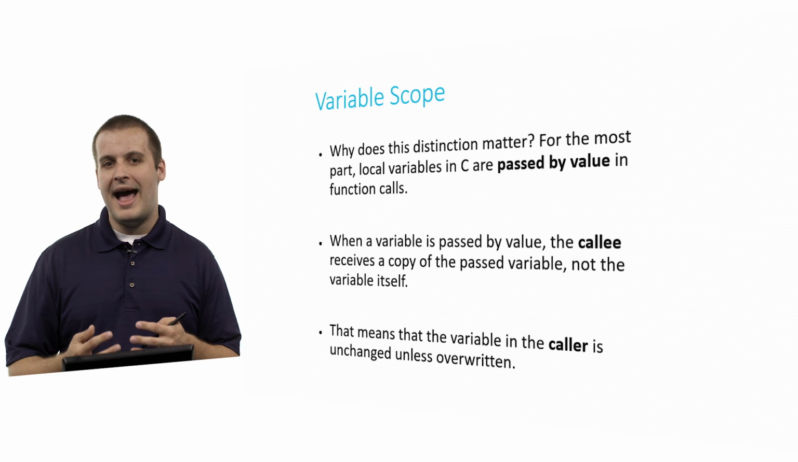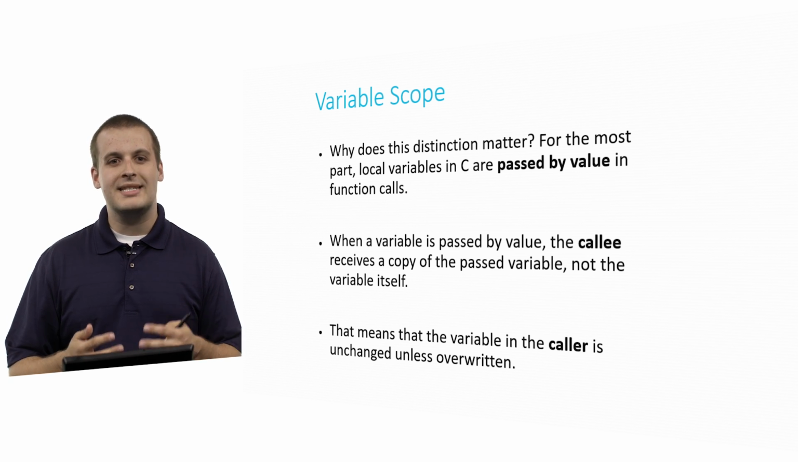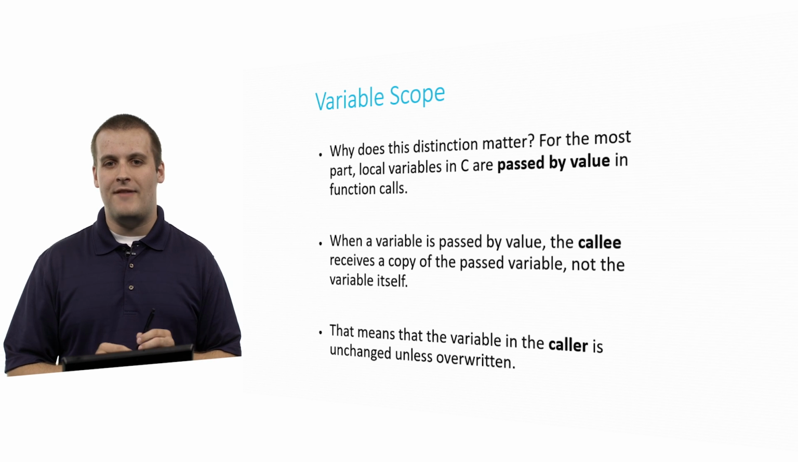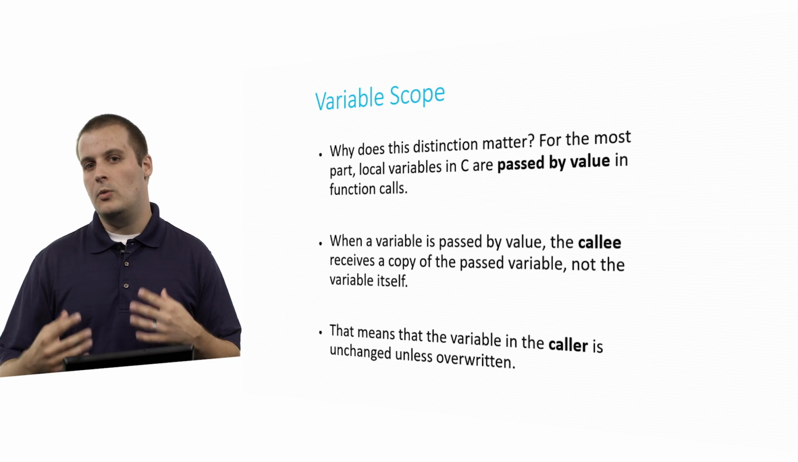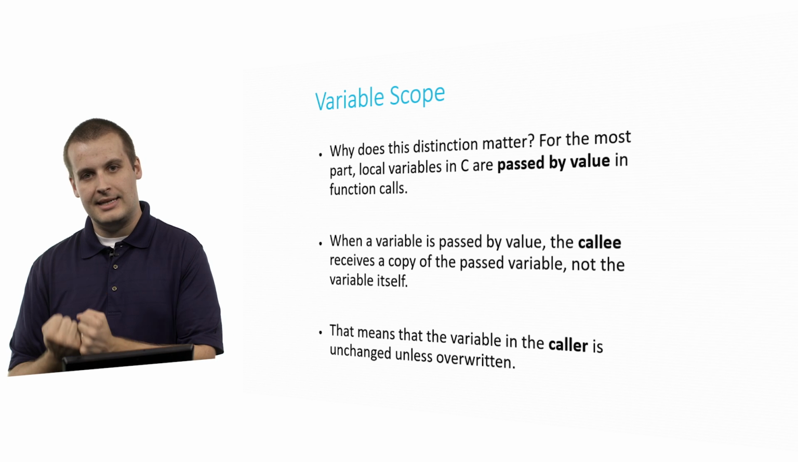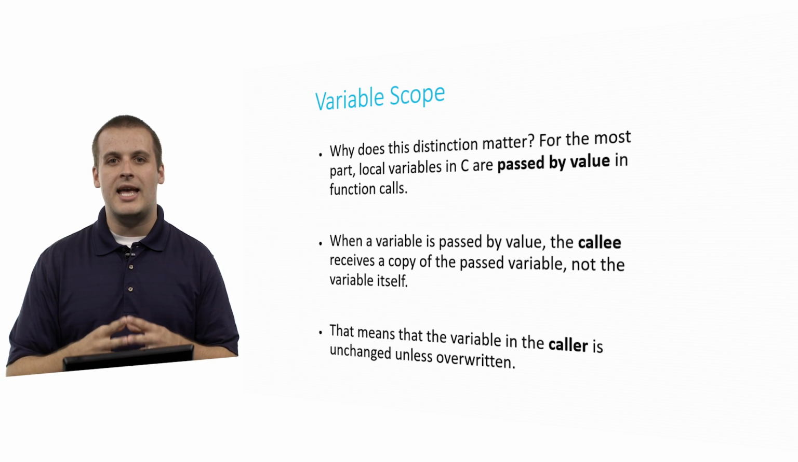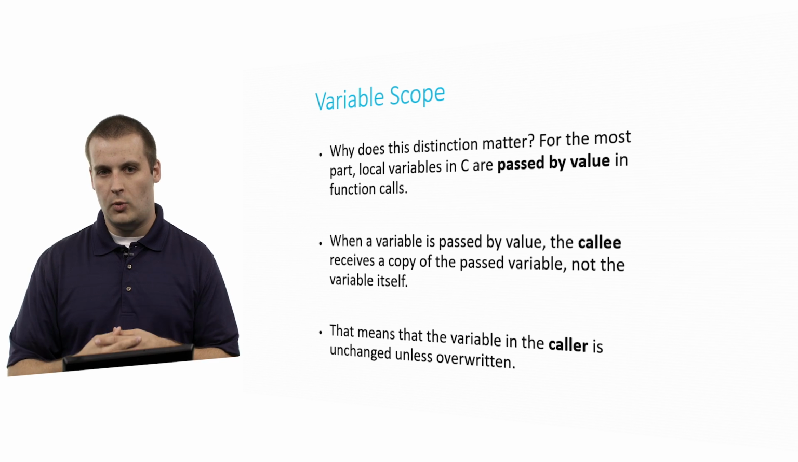Why does this distinction matter? Why do we care whether some variables are local and others are global? Well, for the most part, local variables in C are what's called passed by value when we make a function call. What does that mean? When a variable is passed by value, the callee, which is another way of saying the function that is receiving the variable as an input, doesn't receive that variable itself. It receives its own copy of it to work with.